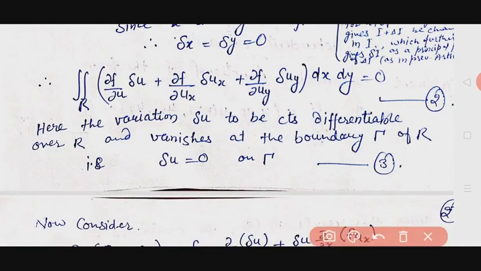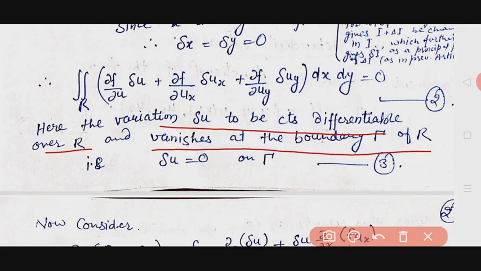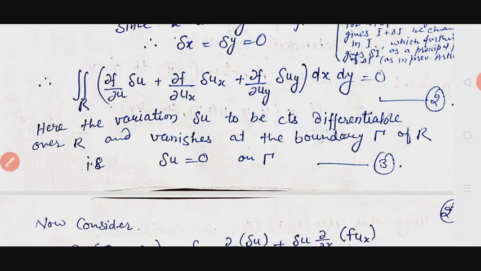Now I assume here that the variation delta u is continuously differentiable over R, and it vanishes at the boundary of R, because we are saying that u has some given value on the boundary of R. If u has a given value on the boundary, that will be constant, so delta of u will be equal to 0 on the boundary. This gamma is known as the boundary of R.